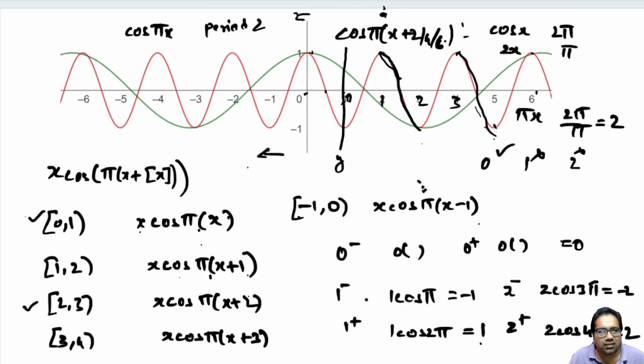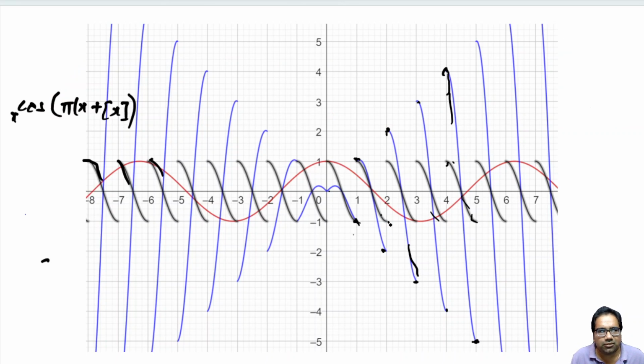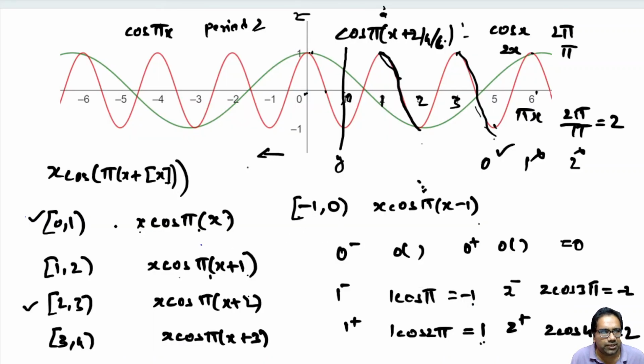At 1, when approaching from the left, it is minus 1, approaching from the right, it is 1. And at 2, when you are approaching from the left-hand side, you are getting minus 2, and plus 2 approaching from the right side. But at 0, both left and right side are converging at 0. They are meeting at 0 because it is multiplication of 0 into something.